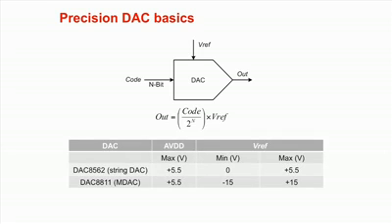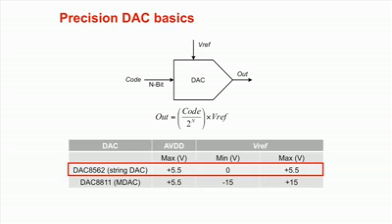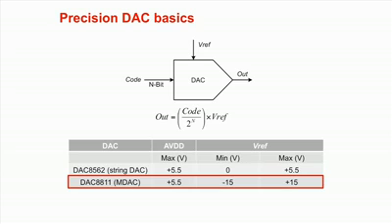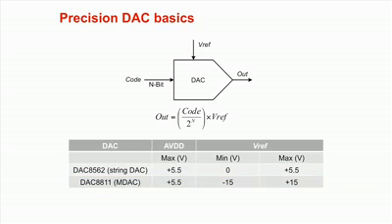The table shows the reference pin limits and the supply voltage for two DACs. One is a string DAC, the DAC8562, and the other is an MDAC, the DAC8811. You can see the Vref pin for the MDAC can vary from -15 to +15 volts, while the supply, the AVDD pin, is at 5.5 volts.